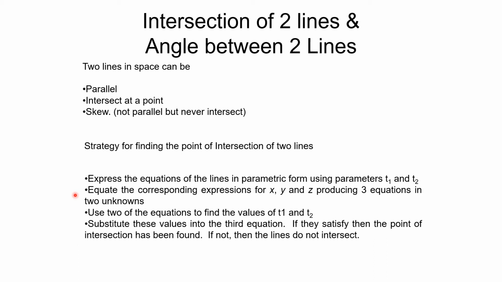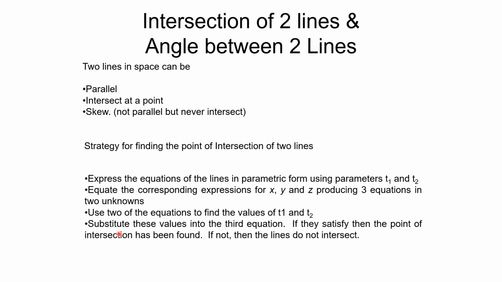We have looked at what a parametric form equation is, meaning equations in terms of the parameter t. Since there are two lines, you can express the equations in terms of parameters t1 and t2 respectively. Step 2 will be to equate the corresponding expressions for x, y, z, meaning x in terms of t1 and x in terms of t2. You can equate them to produce three equations in terms of two different unknowns.